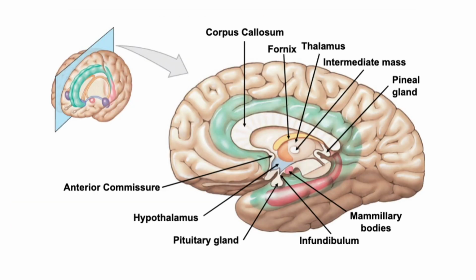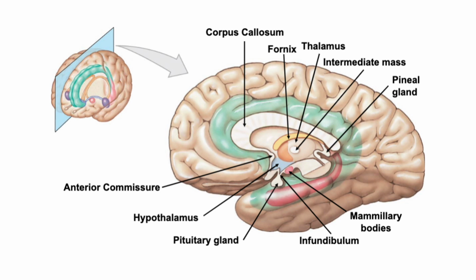Okay, next we've taken our brain and we have sliced it in half, and now we are looking into the brain, so hopefully you can appreciate that. As you can see, there are some structures here that you need to know. Let's start with the corpus callosum, which is the connection between the two cerebral hemispheres. Below that, we have the fornix, followed by the thalamus and the intermediate mass. Next, we have the pineal gland, and now we're going to go to the bottom half of this picture.